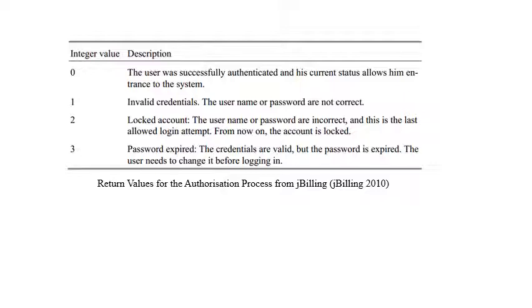Number two, the locked account. The username or the password is incorrect, and the allowed login attempts have been exceeded. From now on, the account is locked. Number three, the password is expired. The credentials are valid, but the password is expired. The user needs to change it before logging in. These are the return values for the authorization process from the JBilling.